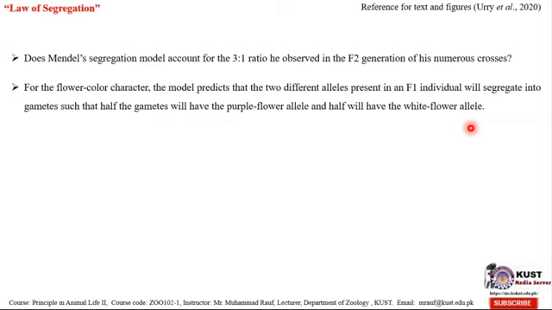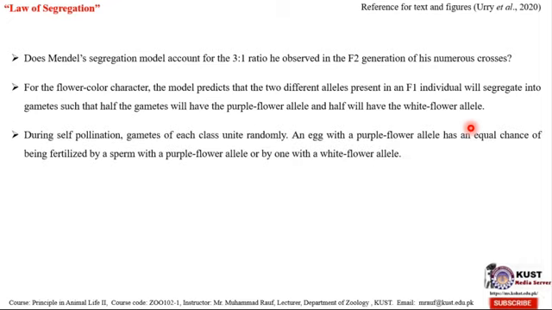It means they had one allele which was determining purple flower color, they had another allele which was determining the white flower color. So during gamete formation in the F1 hybrids, some of the gametes carried the dominant allele, whereas others carried the recessive allele. During self-pollination, gametes of each class unite randomly. So there is a random combination of gametes, that is, one gamete carrying a dominant allele can either fuse with another gamete carrying a dominant allele or a recessive allele. So this is random fertilization.